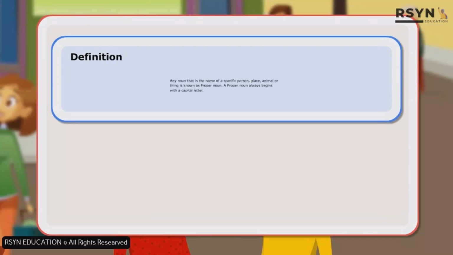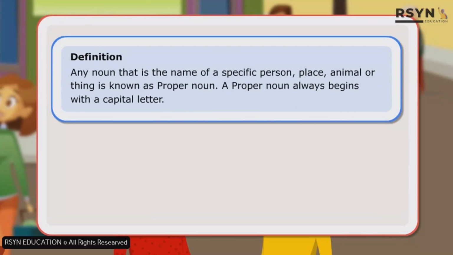Definition: any noun that is the name of a specific person, place, animal, or thing is known as a proper noun. A proper noun always begins with a capital letter. Let us look at a few sentences.